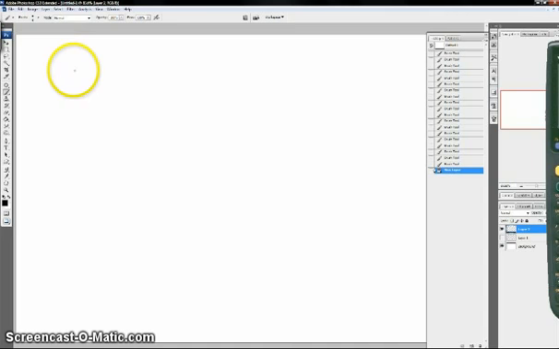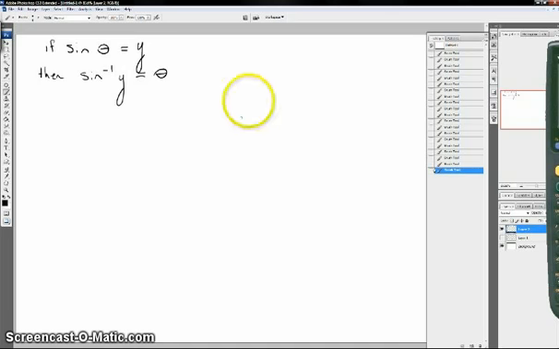So the arc functions look like this. If the sine of theta was equal to some value, let's say y, then the arc sine of y would be equal to theta. So it returns the value that you entered in originally.